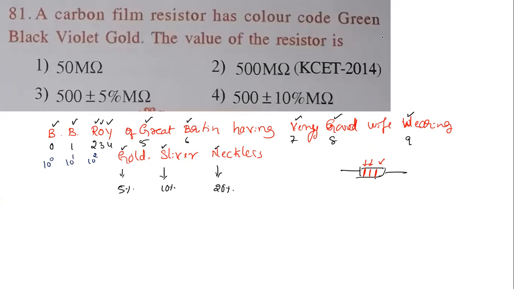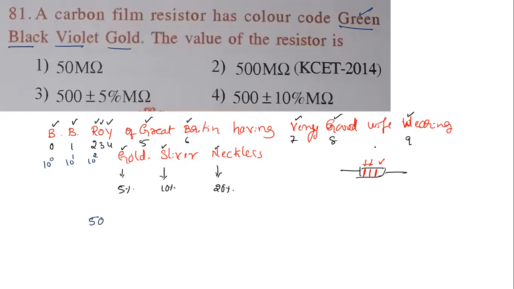So I have given a color code: green, black, red, violet, gold. So where is the green in this? It will be here. This is green. So the first number is 5. So green is done. Black is the next number, so it will be 50.